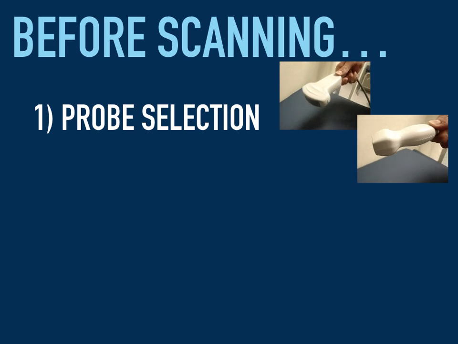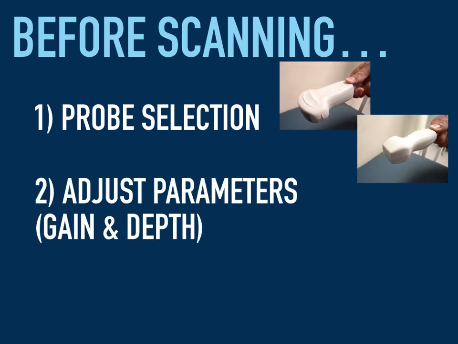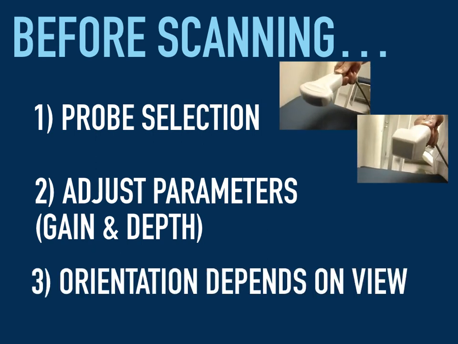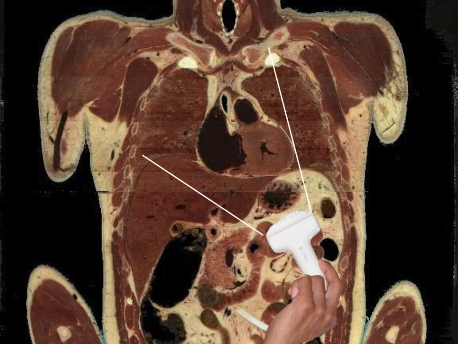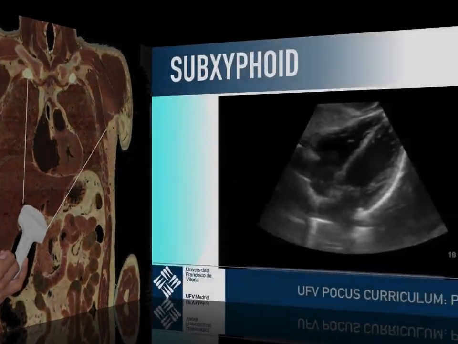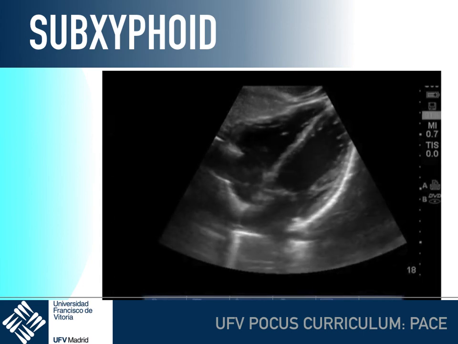The probe selection can be both the curvilinear probe or the phased array probe, which is actually better to evaluate it. The parameters as always, and we need to orientate the probe depending on the view. We know the typical way to examine the heart from the subcostal view using, like in this case, the liver as an acoustic window to assess the subxiphoid, which is supposed to be the best view to assess pericardial effusion.